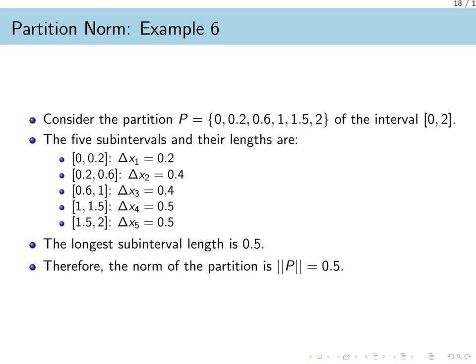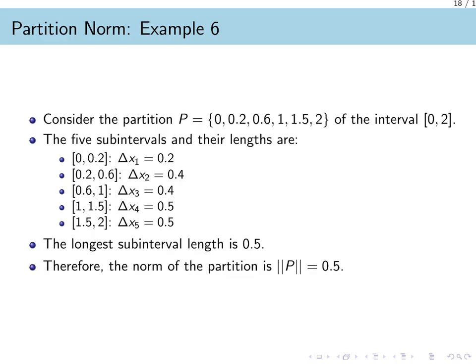Let us make the concept of a partition's norm concrete with a specific example. The norm is a single number that tells us the width of the widest subinterval in a partition, which is a measure of how fine the partition is. Here we have a partition P of the closed interval from 0 to 2. The points in the partition create 5 subintervals. Our first step is to find the length, or width, of each one.